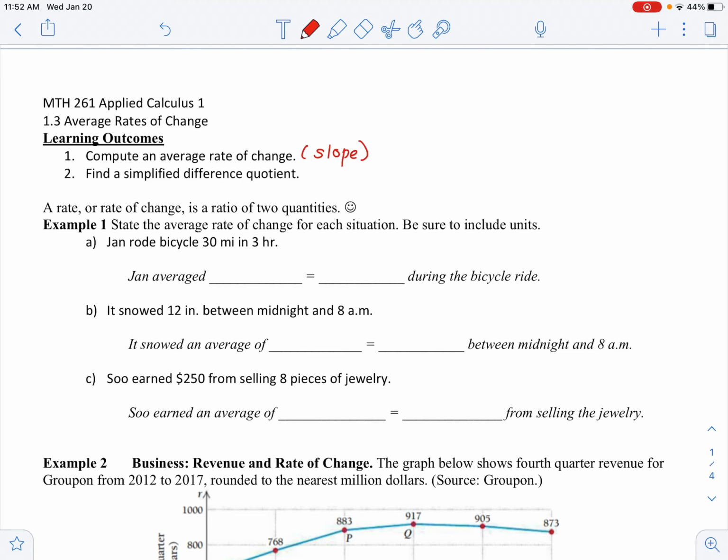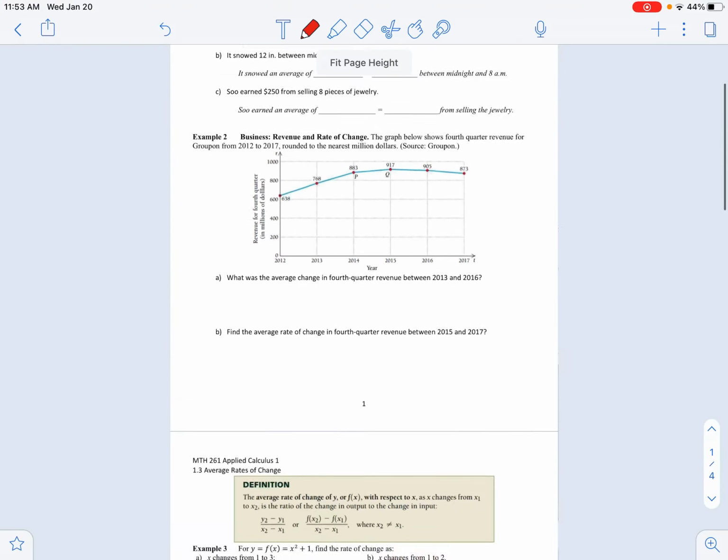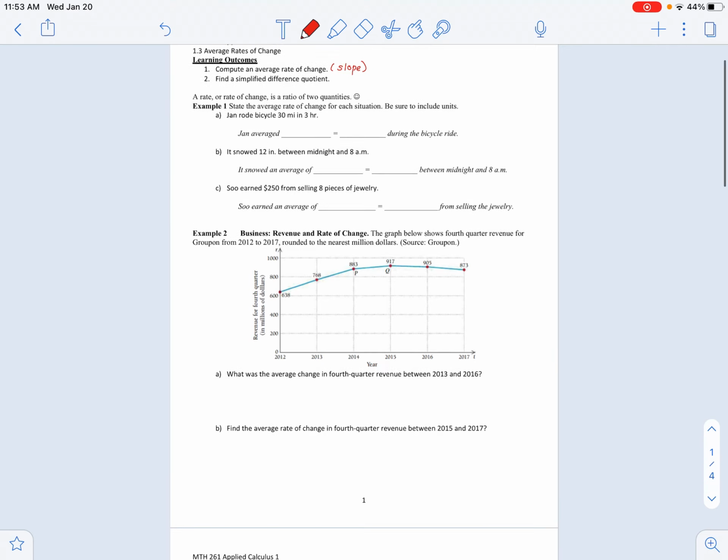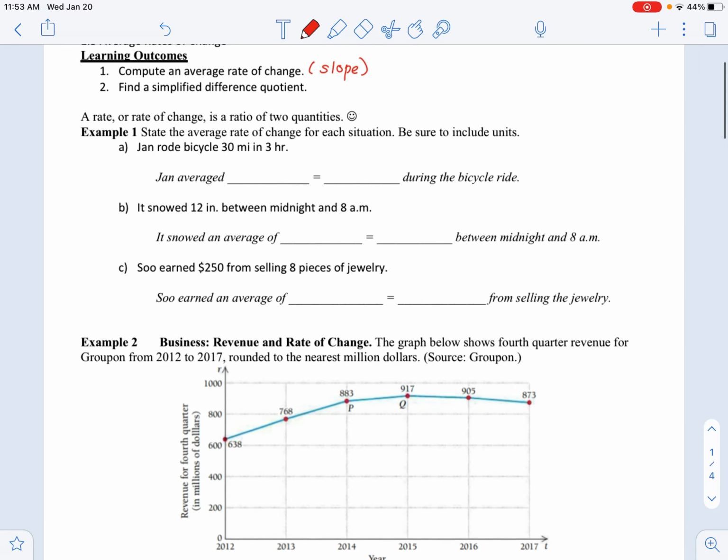In section 1.4, we will use that difference quotient. We will also combine it with the limit to define the derivative for the first time. But we have to review this difference quotient that you learned back in Math 161. Got some fun looking functions down here, but in this video, I'm just going to go over example 1 and 2, some basic rate of change examples.